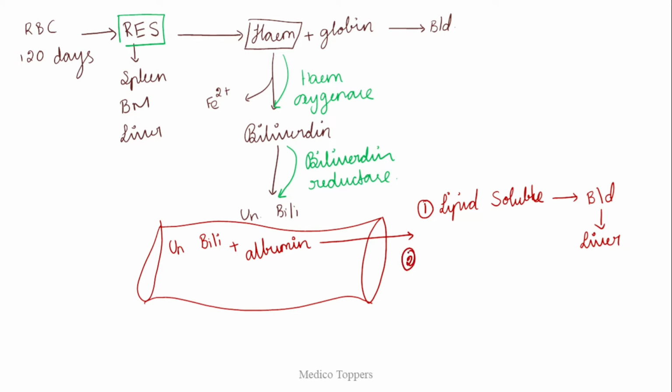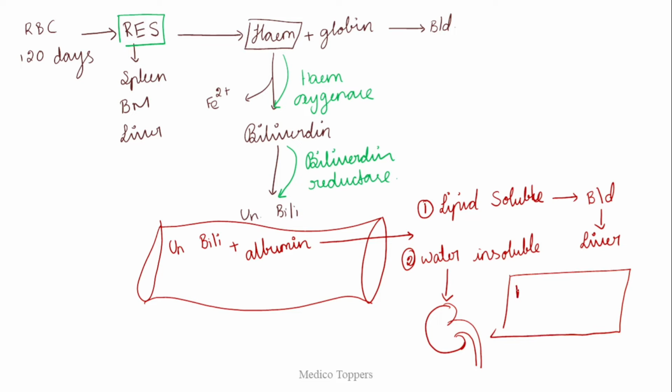The second point is exactly the vice versa, that it becomes water insoluble. So even if it is present in the blood, it cannot enter into the kidney because of the water insolubility. So normally or abnormally, there is no unconjugated bilirubin in urine under any cause. That is an important reason we should know. Now let's see the mechanisms happening in the liver. That is also very interesting.